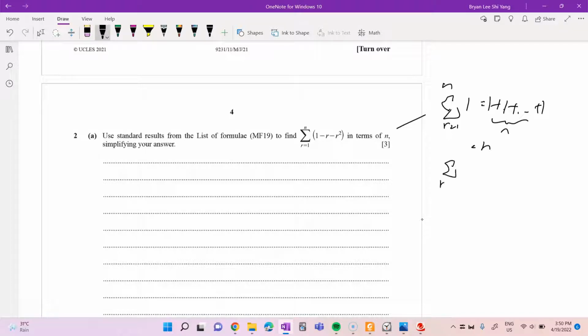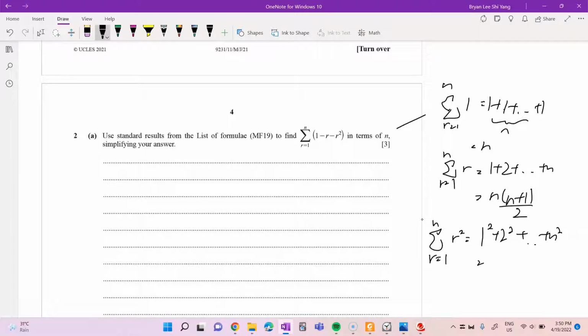So for r equals to 1, then until n. For r, we could have 1 plus 2, we add until n, which is equals to n times n plus 1 divided by 2. Then the next one would be r equals to 1 and r squared equals to 1 squared plus 2 squared plus n squared. So this one would be n times n plus 1 times 2n plus 1 divided by 6. Now this one is quite an interesting exercise for you to do using induction, so I encourage you to try that. But now we have to go back to the question.